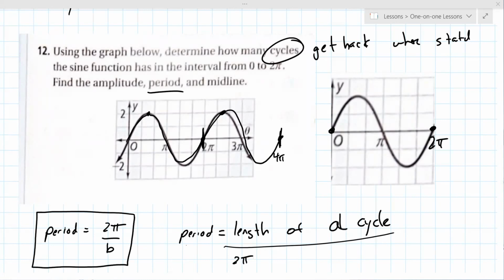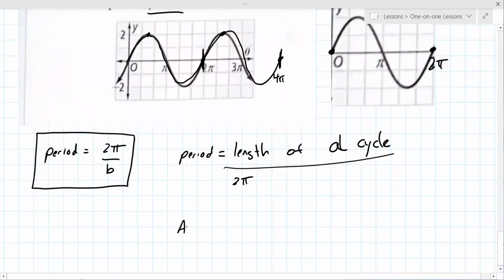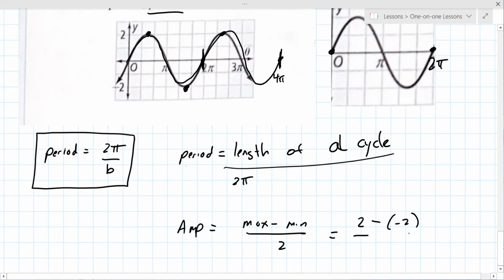Okay, so now the next thing it asks for here is amplitude. The amplitude has a formula. You'll find the formula is more useful, especially as you have more complicated problems. It's the max minus the min over 2. So what's the max value this thing takes on? 2, minus what's the minimum value it takes on? Minus 2, over 2, and ends up equaling 2 again.